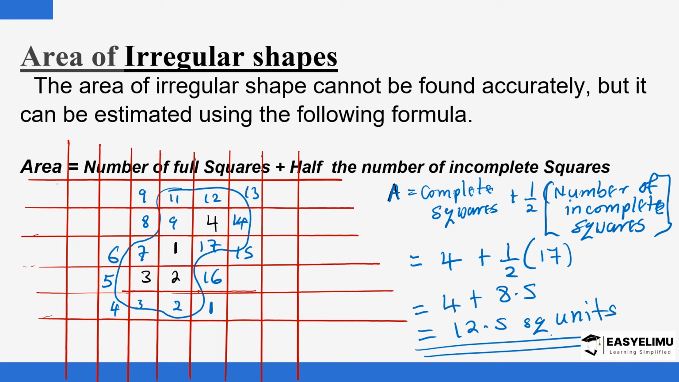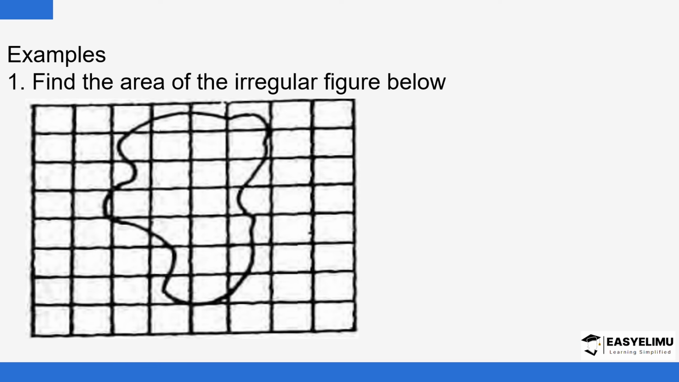So take note, you have to get the number of complete squares plus half the number of incomplete squares, and then you add the two. You see now. So that is basically how you do it. It's something that is not really hard to do. It's something that is very much doable. So we have examples here. Find the area of the irregular figure below. So you just do the same thing that we have done.